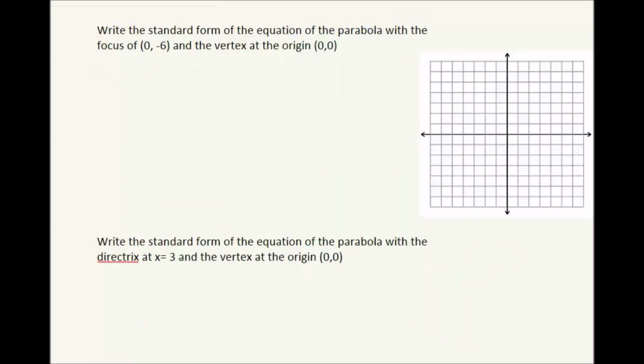We're going to run through two other examples from the practice problems. It says write a standard form of the equation of the parabola with the focus of 0, negative 6 and the vertex at the origin. So the vertex of the parabola is at the origin. The focus is at 0, negative 6. 1, 2, 3, 4, 5, 6.